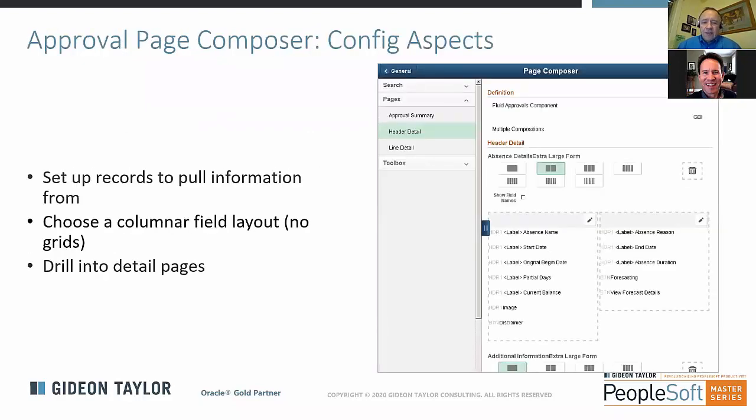There are config aspects to this. It is primarily config. You set up records that you're going to pull information from. You can choose a field layout. You really can only do a columnar field layout. You can't have repeating sections like grids. So if you need to show grid data, it's not going to work. You can, though, drill into detail pages.